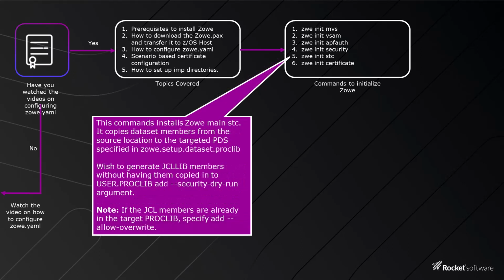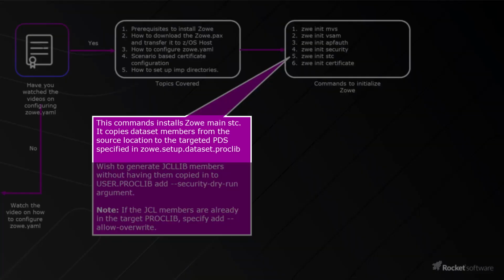The next command is zwe init stc -c, followed by the path of your zowe.yaml file. This command installs the Zowe main started task. It requires that JCL members of each started task be present in the JCL library. zwe init stc copies the dataset members from the source location to the target PDS specified in zowe.setup.dataset.proclib. The command also uses the JCL lib dataset as a staging area to contain temporary JCL used during install.